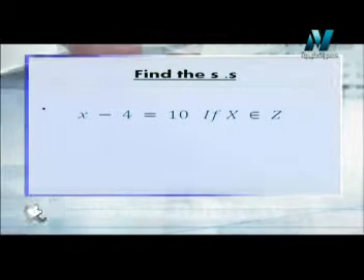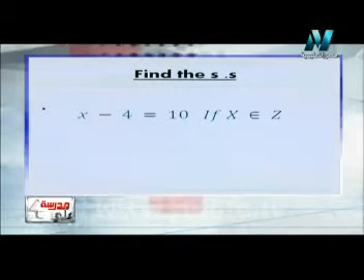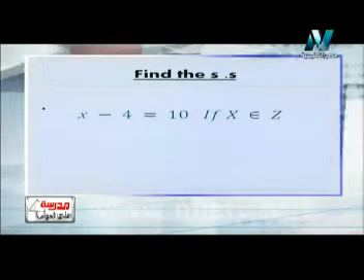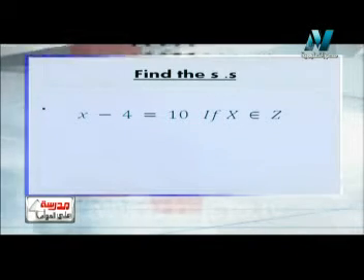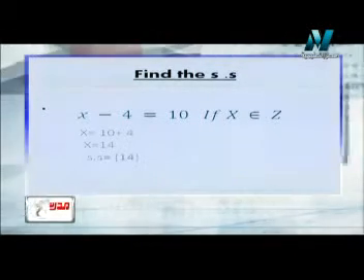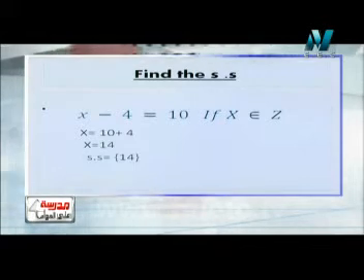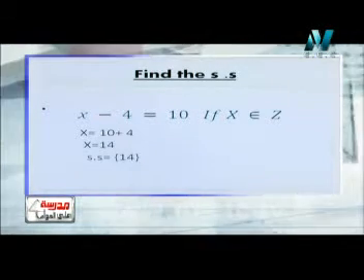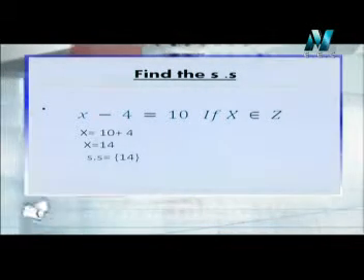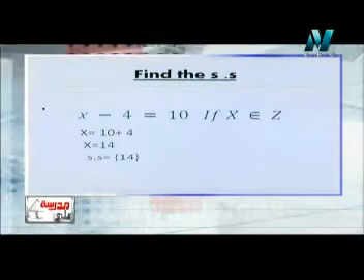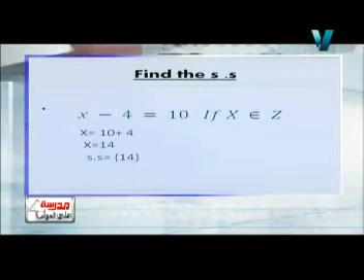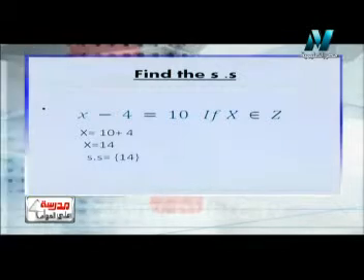Negative 4, we will move it to the other side with inverse operation, with plus 4. x equal 10 plus 4. 10 plus 4 equal 14. Does 14 belong to Z? Yes, 14 belongs to Z. Then the solution set equal 14.